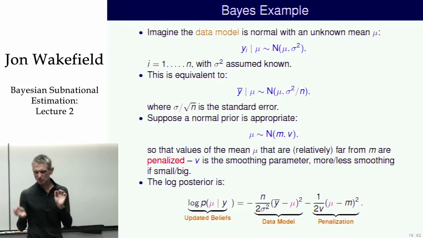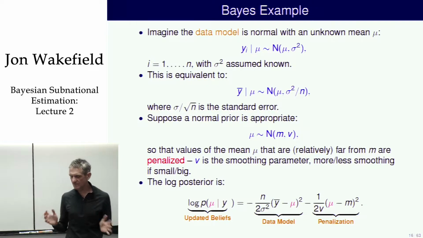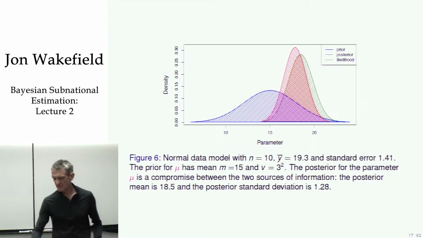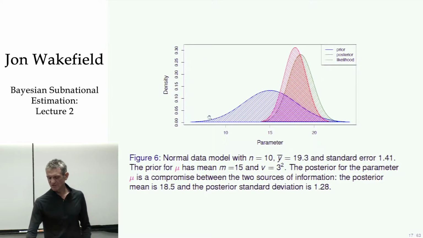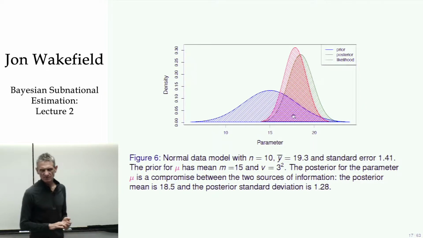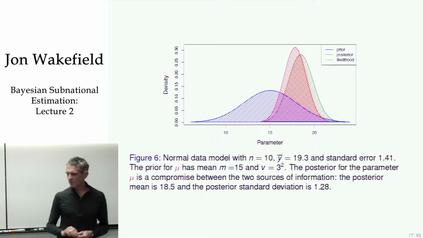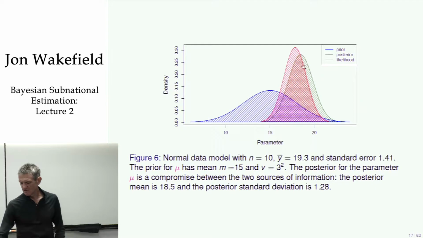So we get these two potentially conflicting sums of squares. We can see that on this picture here. This blue curve is a normal density which reflects the prior. It has mean 15 and variance 3 squared. And then the data, the likelihood contribution, arises from this green curve. We're assuming there's a sample of size 10 here with sample mean 19.3, so this green curve is centered at about 19.3.